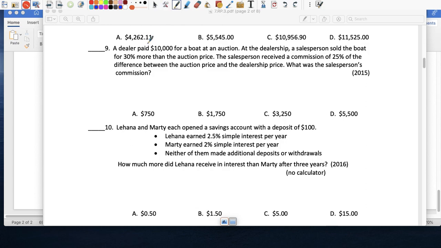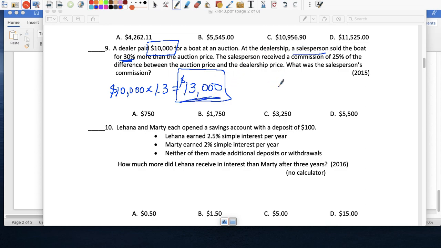All right. So you bought the boat for 10,000. You're the dealer. Your employee brings the boat to the showroom, and your salesperson sells the boat for 30% more. So if you bought it for 10,000, and you're going to increase the price because you've got to make money on it, by 30%, you can multiply 10,000 times 1.3. You get 13,000. So now your boat is being sold at $13,000. But you're not selling it, your salesperson is. So the salesperson sells your boat for 13,000.